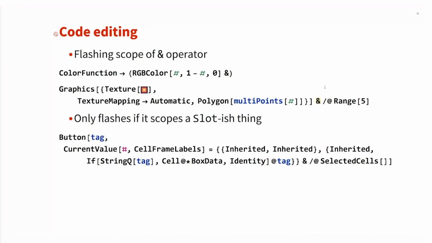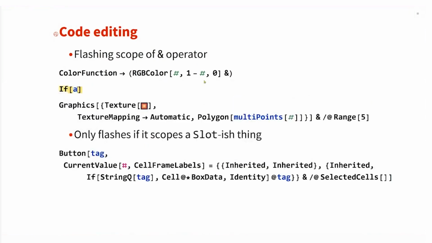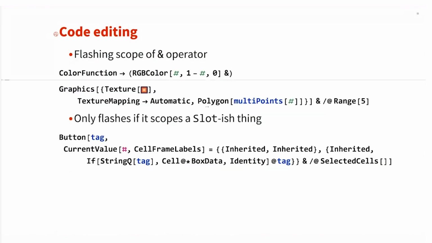So here's just a couple of bits of code that I've written in the last few days randomly. So here's an example where it's flashing quite a large section. Now it only flashes if there's a slot-ish thing in there, and of course that's because you wouldn't want it flashing if you were doing something like that, where you were really trying to type double ampersand. But it turns out that this has kind of an added benefit.